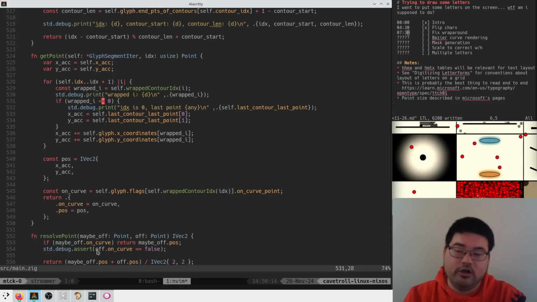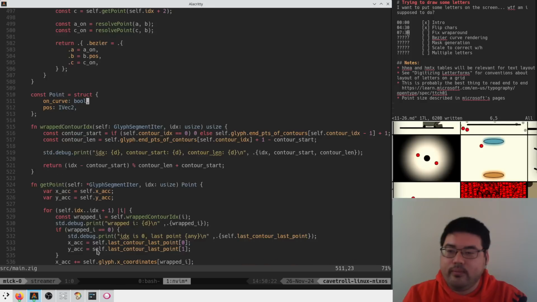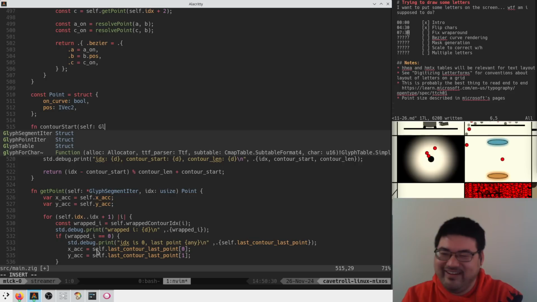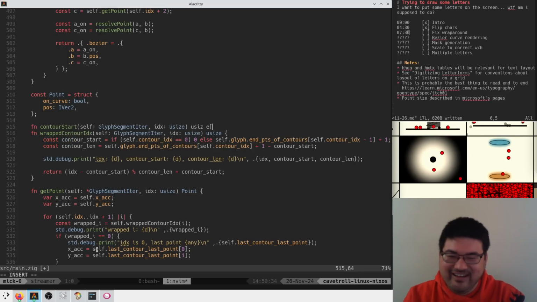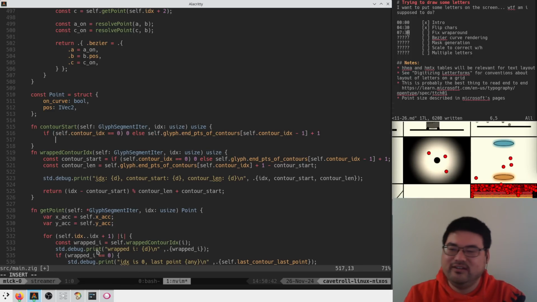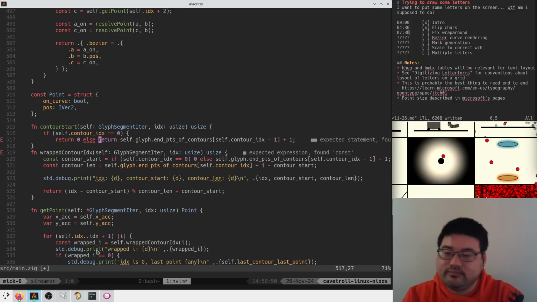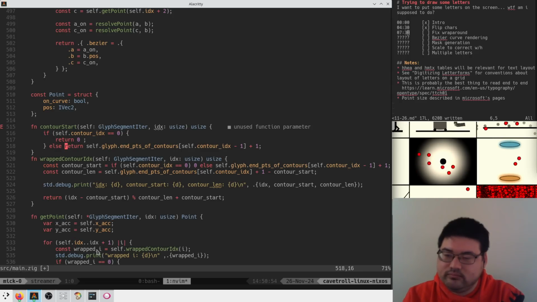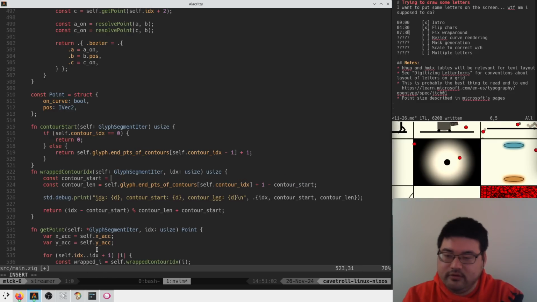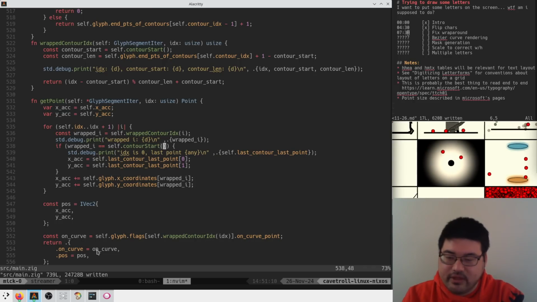Oh, because we have to check if this is the contour start. Ah, I see. So this isn't if it's 0. It's literally if it's the contour start. So this is this. Okay. And then here we have to go if wrapped I is self contour start or something.